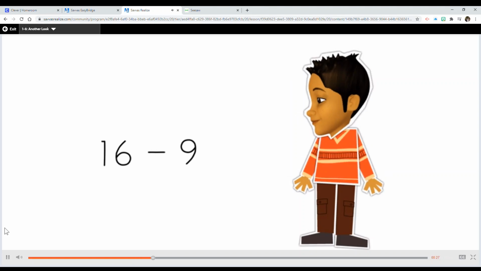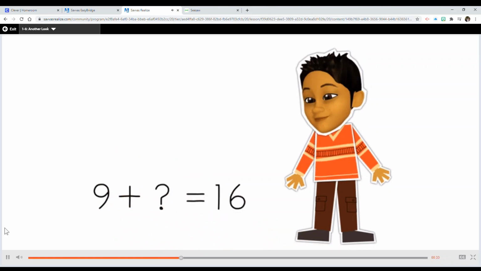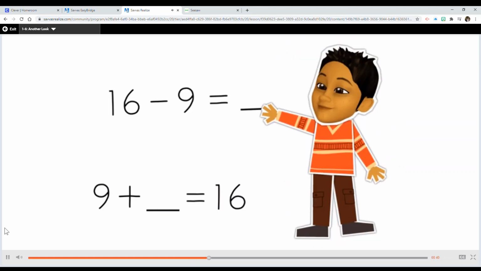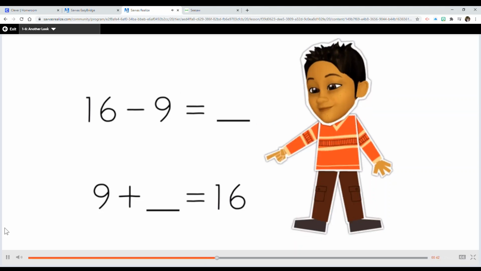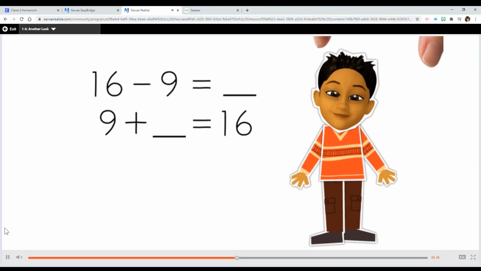To solve this, we can think of it this way. 9 plus how many more is 16? Or 9 plus blank equals 16. Wait a minute. If we look at the problem we started with and the addition problem we made, the missing number is the same. You got it, Carlos.